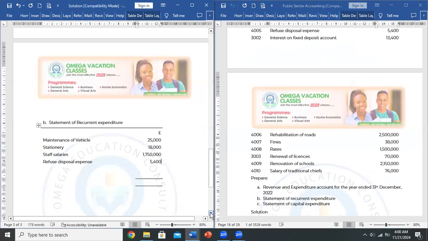Rehabilitation of roads. Is it capital expenditure or revenue expenditure? Yes, who will pick this for me? Please, capital. Okay. So let me say that, Amma, please, I think it's revenue. You think it's revenue. Okay.